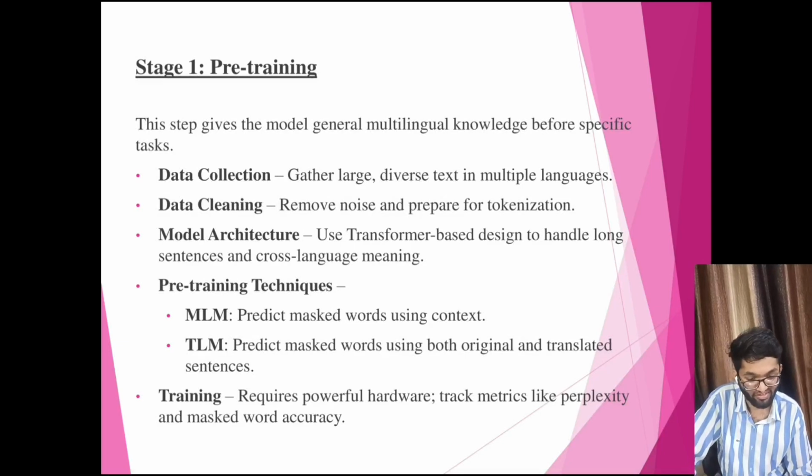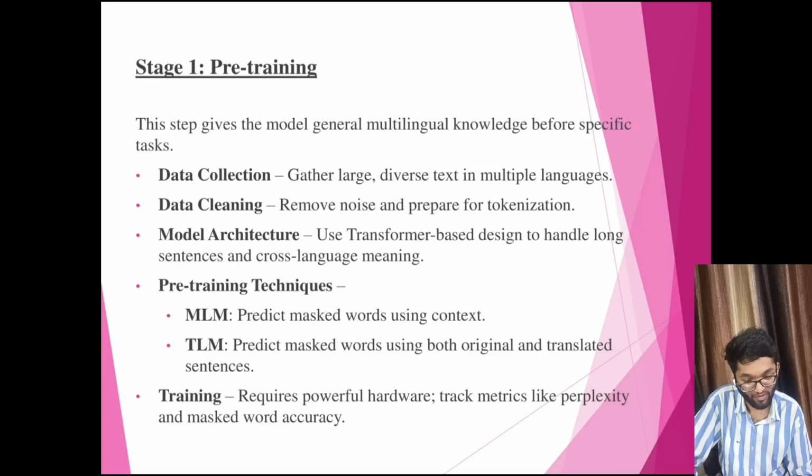And the second one is translation language modeling, TLM. TLM is an extension of MLM, but instead of just missing words in one language, the model is trained with pairs of sentences. For example, the English sentence "I like apples" and its French translation "J'aime les pommes". And the last one is training.